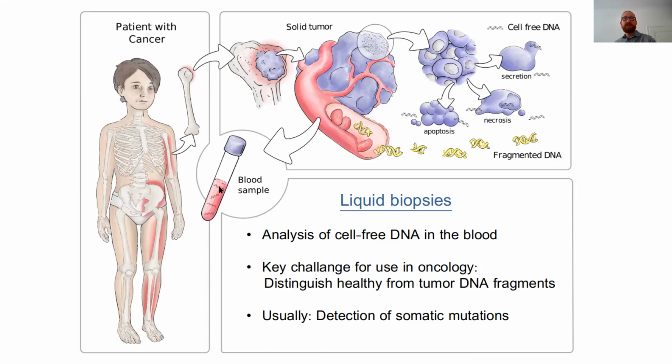And usually this distinction is done via the detection of somatic mutations in adult cancers, but we are working with pediatric cancers, so we're taking a slightly different approach, as you'll see in a second.